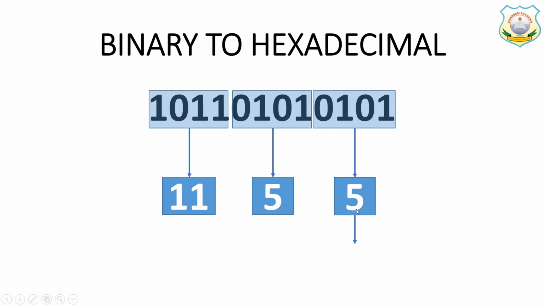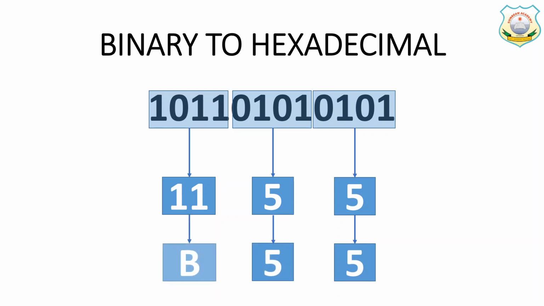Now 5 will remain as it is, this is the symbol that we have, and this 5 also remains as it is. But this 11 is what? This is B, that is the symbol for 11. After 9 in hexadecimal numbers 0 to 9, what comes? A, and A is 10, and then 11 is B. So I take this as 5, but 11 will be B. So what's the final answer? The final answer is B, 5, 5.